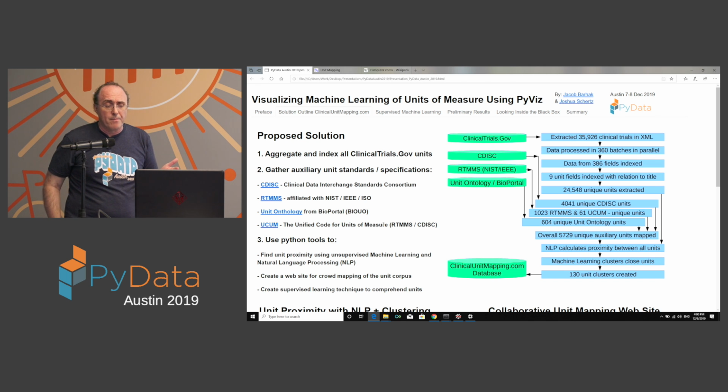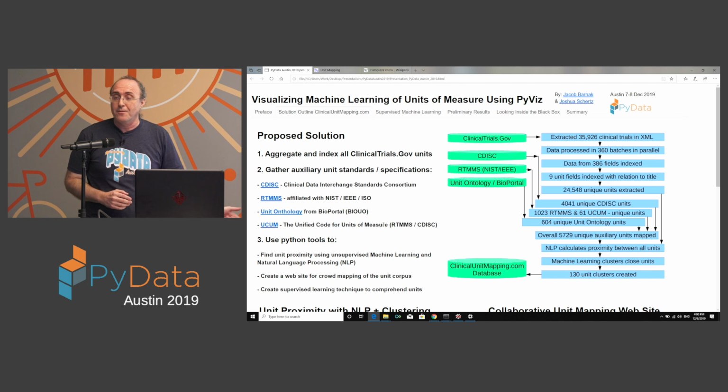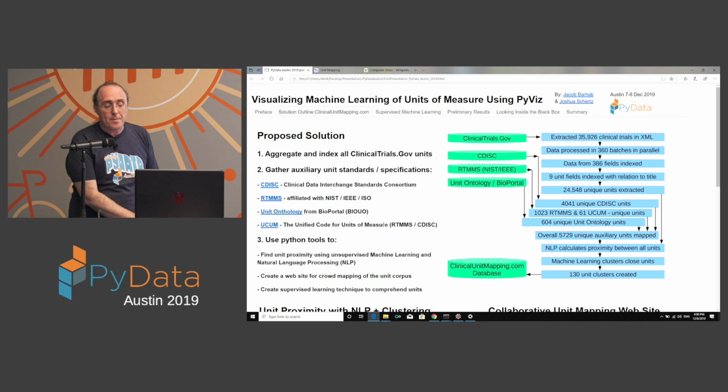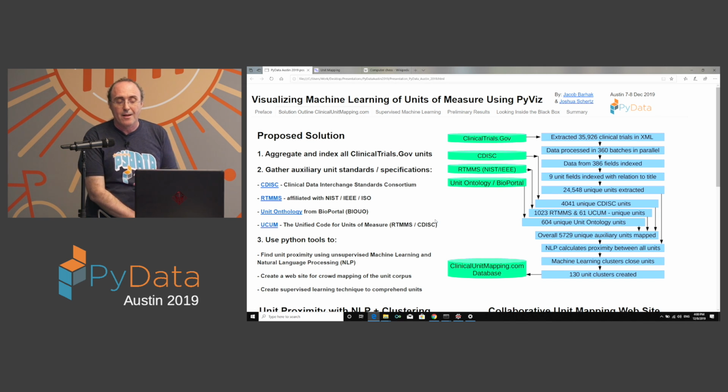RTMMS is actually a project by NIST and IEEE. They also have a different standard for medical devices. And there's a website called Bioportal that has a unit ontology inside it. So those unit standards are the base, but also within RTMMS and CDISC, there's something called UCUM, which is the Unified Code for Units of Measure, which is also kind of a unit standard. It's mostly how to combine units.